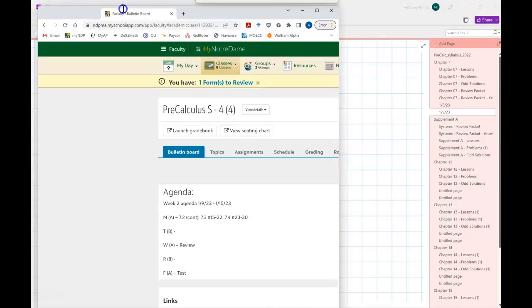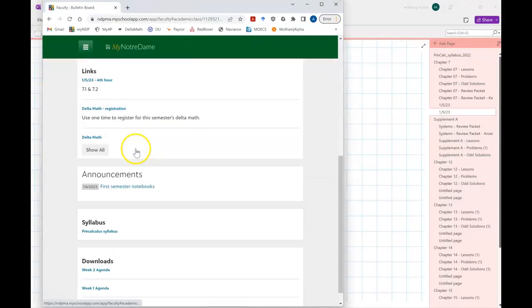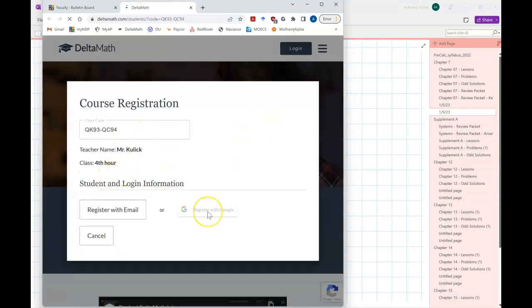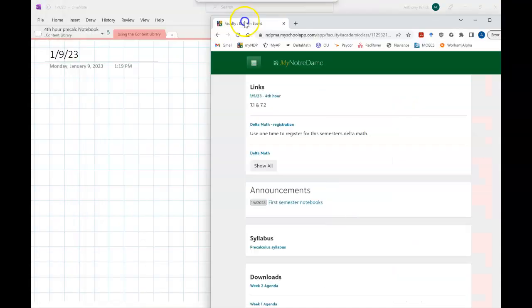in the My Notre Dame, under the links section, we'll need to register for the new Delta Math. So if you just click the registration thing, it'll open up with the code already there. You just hit register with Google and pick your school email. Done. If you get stuck on stuff, holler at me, but it's pretty easy. And we've done it before, which is nice.